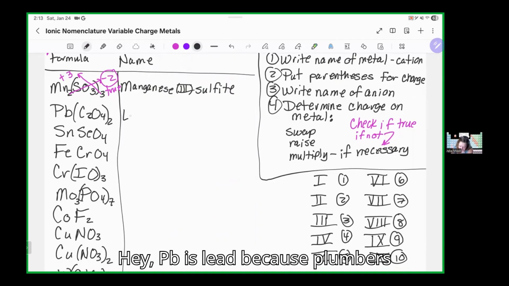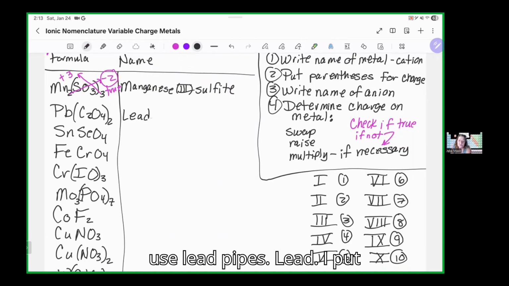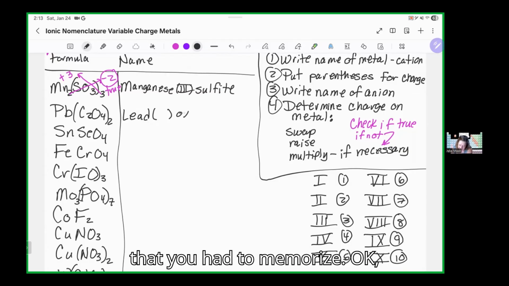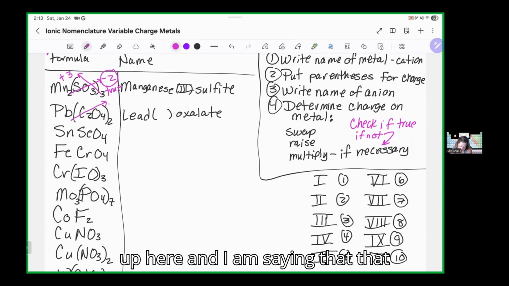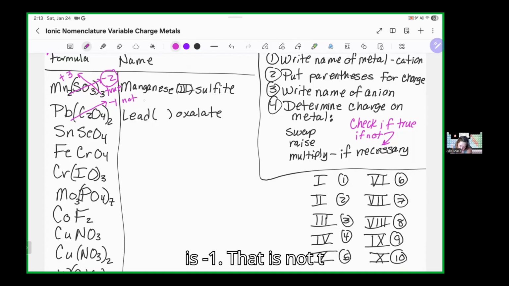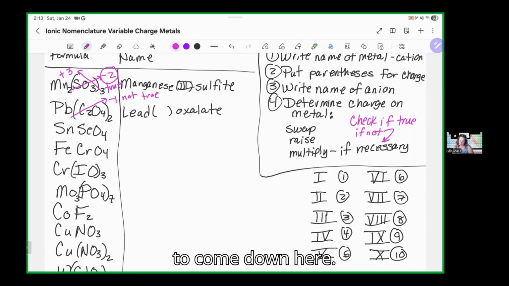Pb is lead because plumbers use lead pipes. Lead, I put my parentheses, write the name of my anion. C2O4 is the oxalate that you had to memorize. Okay, and now we're going to do a swap. So I swap this up here, and I am saying that that is -1. That is not true.